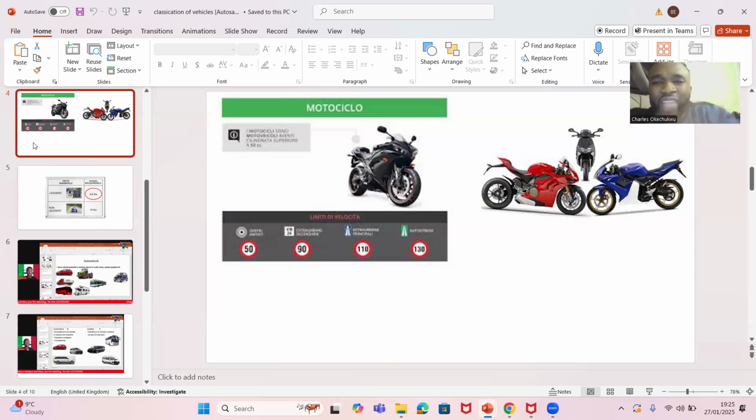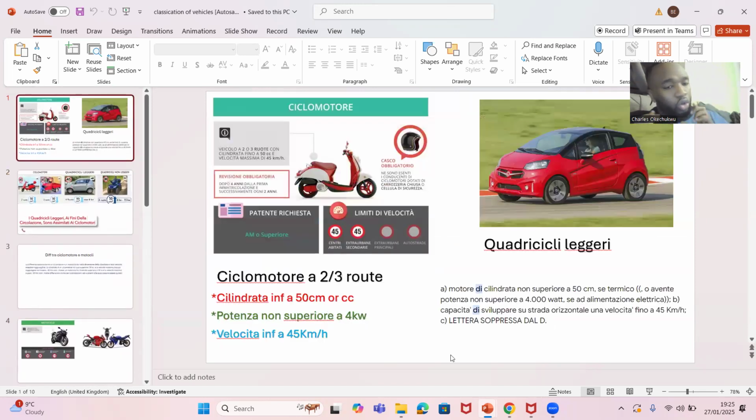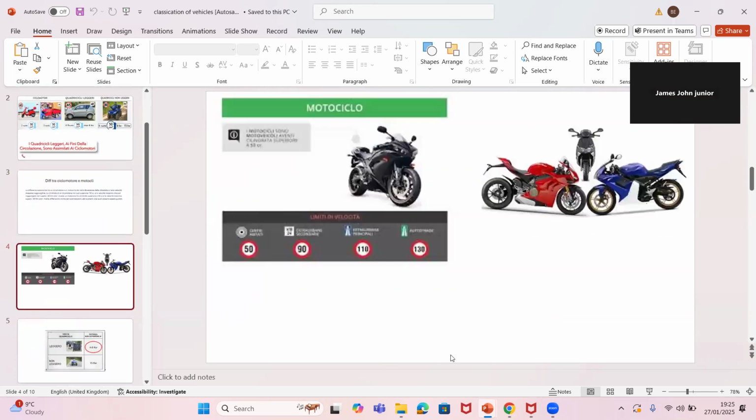Quadricicli leggeri are under ciclomotore. Quadricicli non leggeri or quadricicli pesante are under motocicli. How do you know them? Their characteristics. Let us take the first one. If I told you that ciclomotore, with 2 wheels, have a cylinder inferiore a 50 centimetri cubi, remember the cylinder. For motocicli, their cylinder è superiore a 50 centimetri cubi.